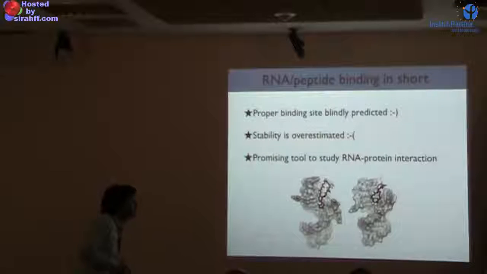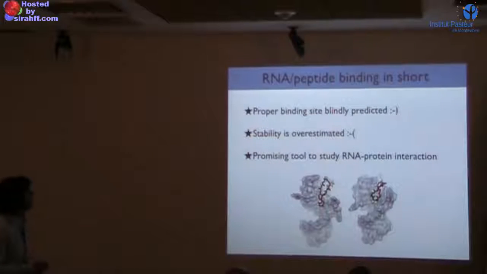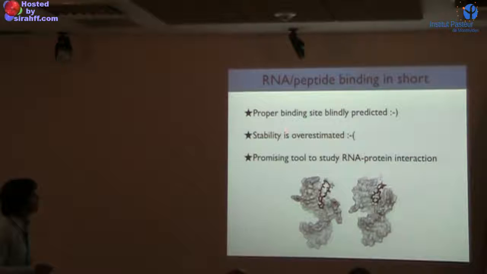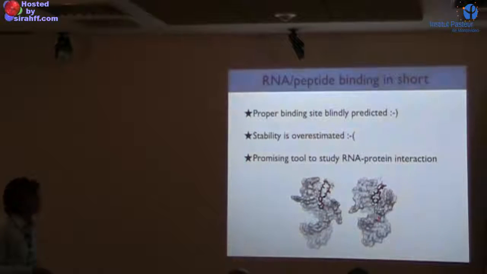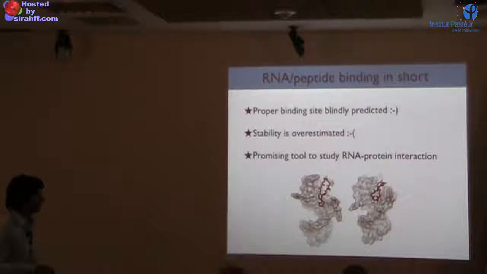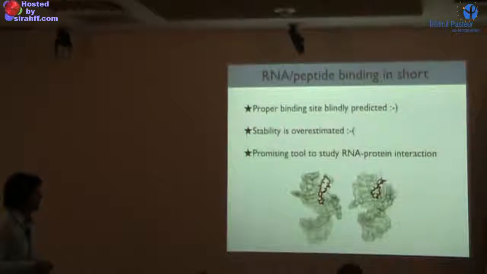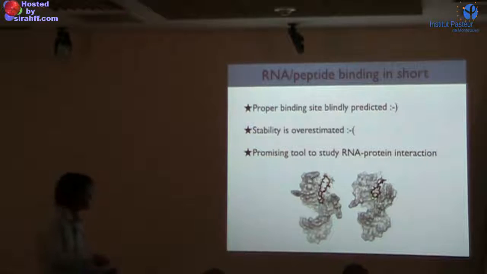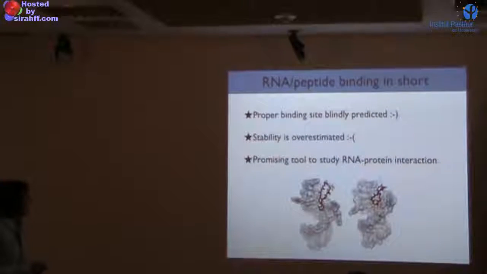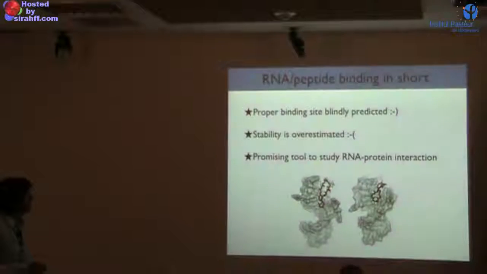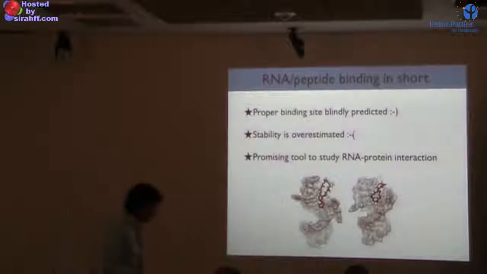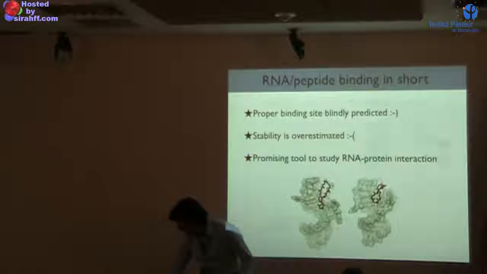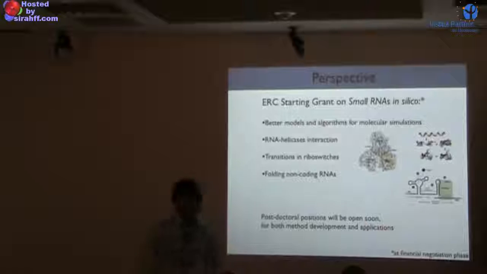Okay, so let me just go to the conclusion of this part. The idea was to blindly predict the structure, even if we know it from NMR, to test this methodology of using interaction free energy as a collective variable. And okay, I didn't discuss this point, so I will not comment on it. And just say that this, I think, is a promising tool to study protein-RNA interaction, which is typically driven by electrostatics.